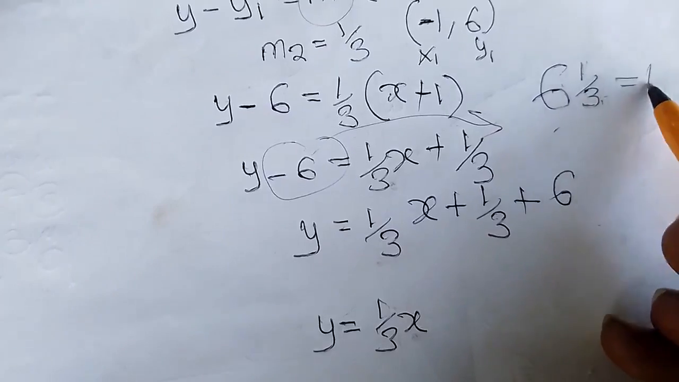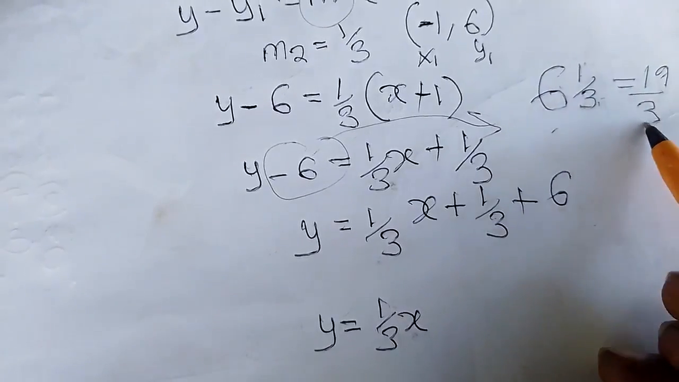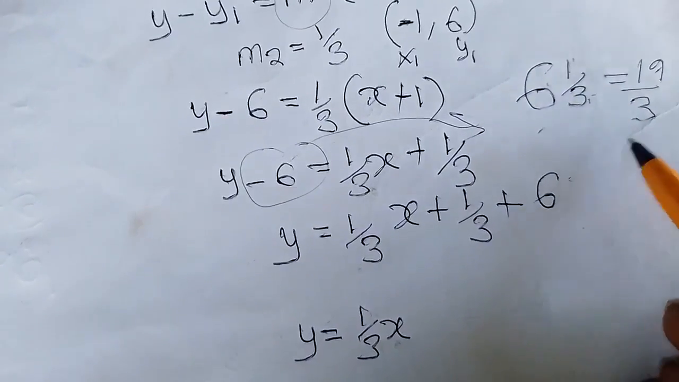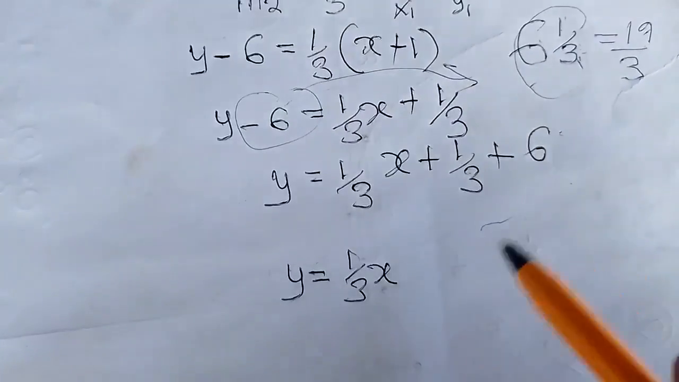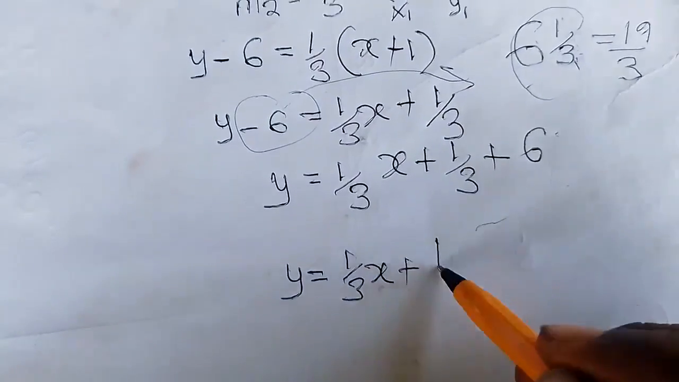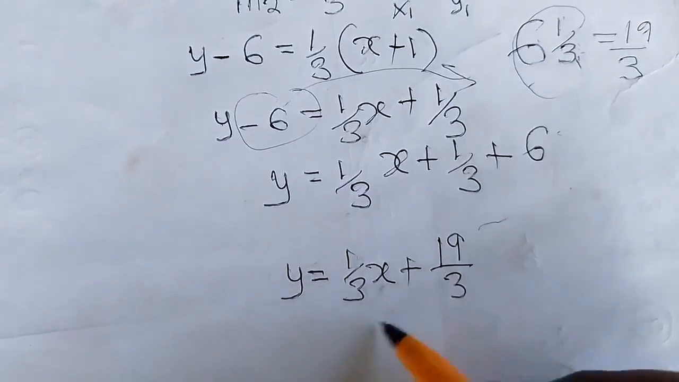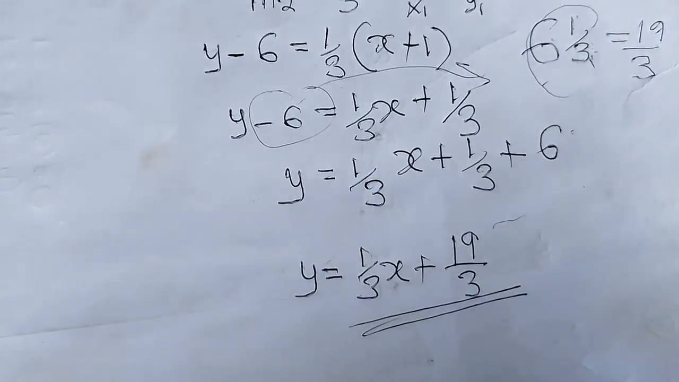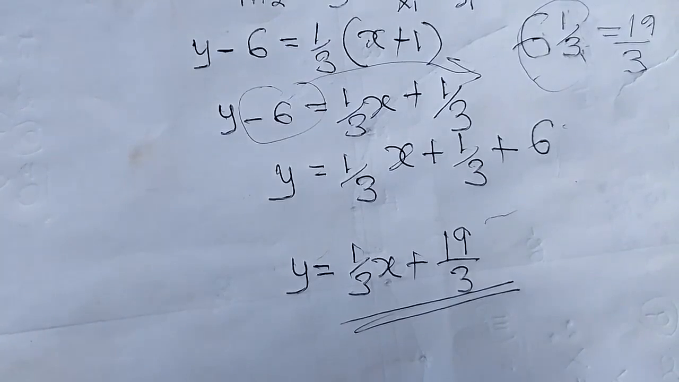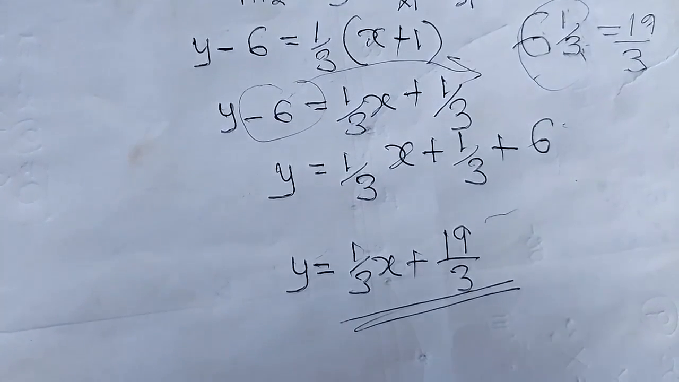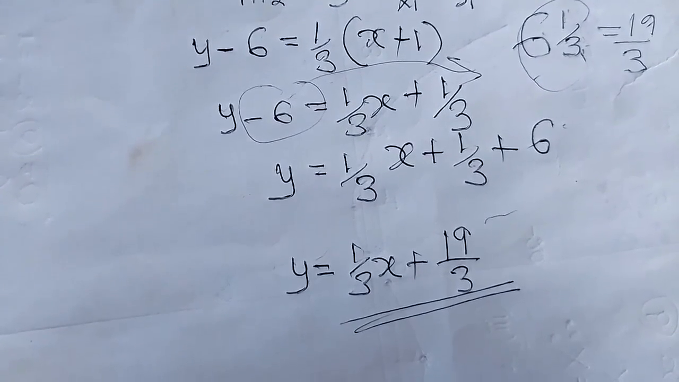So this is just the same as 19 over 3. Just one and the same. So you can say plus 19 over 3. This is the equation of the normal that we wanted to find. This is how we need to answer it. Have you seen the way I've answered this? This is how we need to answer this question. This is how you need to answer this question.